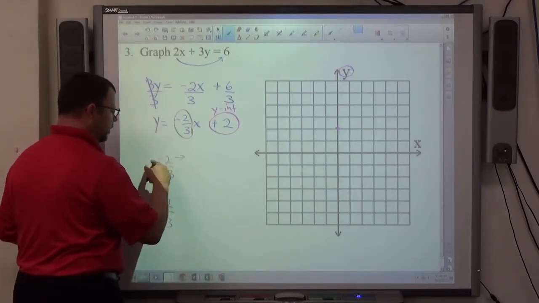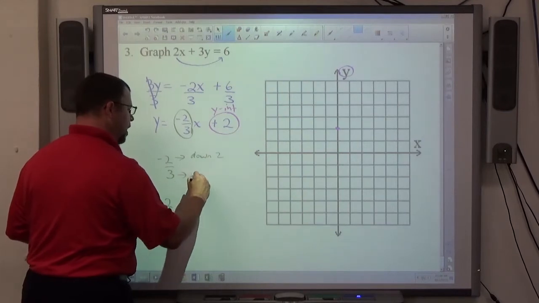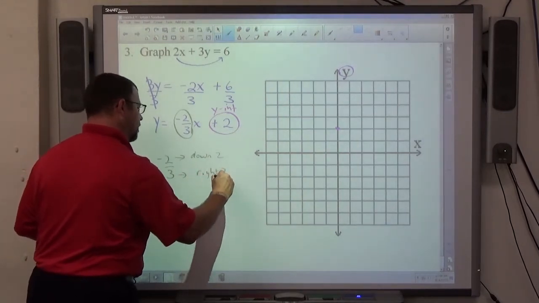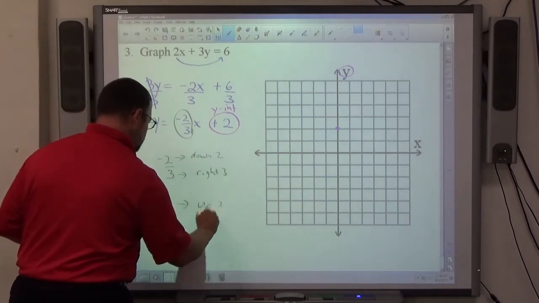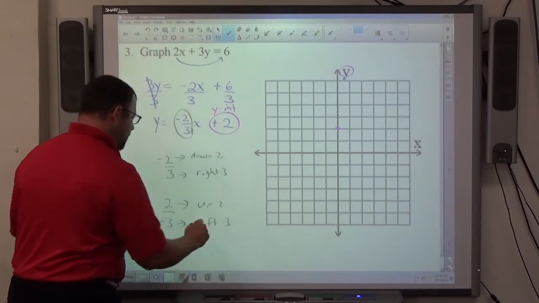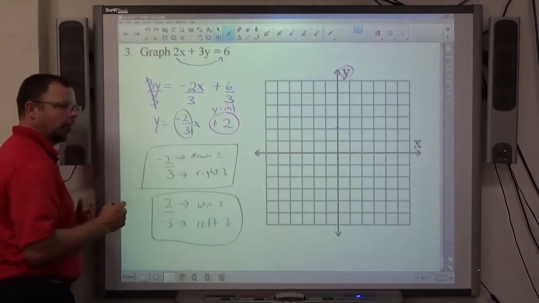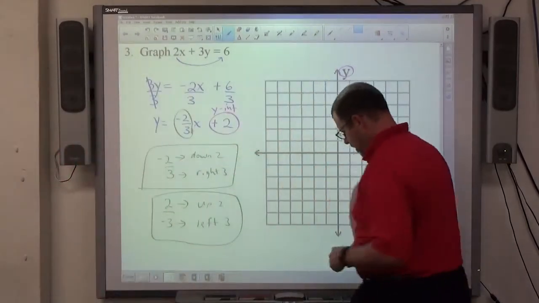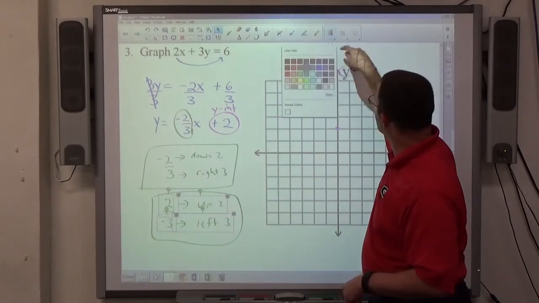Using this one, negative 2 on top is down 2. Positive 3 on the bottom is right 3. On this one, positive 2 on top is up 2. Negative 3 on the bottom is left 3. Either one of these directions will give me an extra point on the line. So, these in different colors here. Let's do this one here in blue.